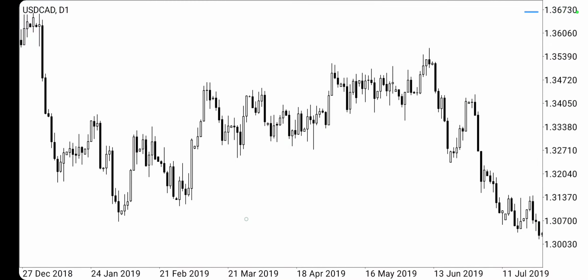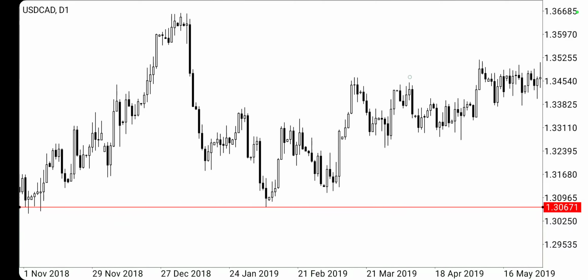Let's look for a horizontal line. There you have it. You can see trader 1, they plugged it. They have this as what? Their support level. That's trader 1.